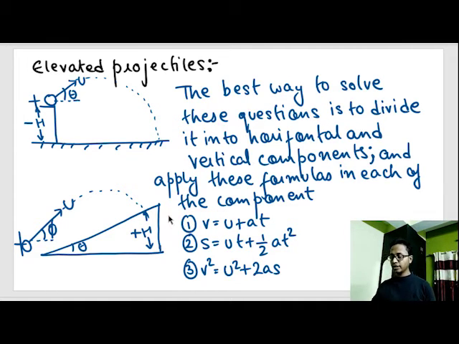Always construct a coordinate system while solving problems. The right hand side is positive, upward is positive, left hand side is negative, and down is negative. You can construct your own coordinate system, but it has to be consistent for the problem.